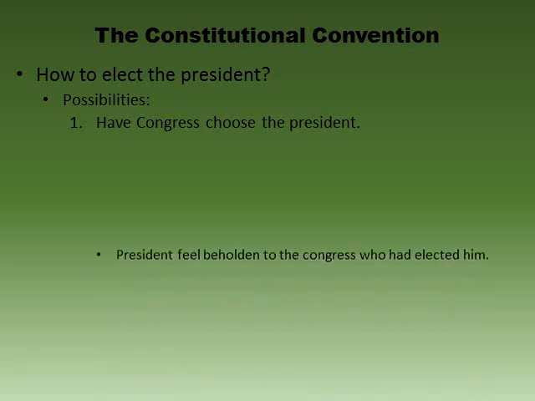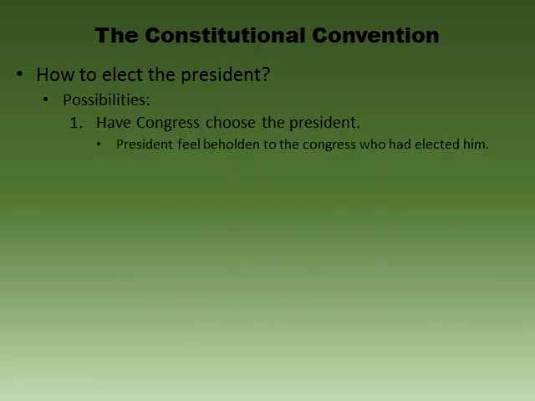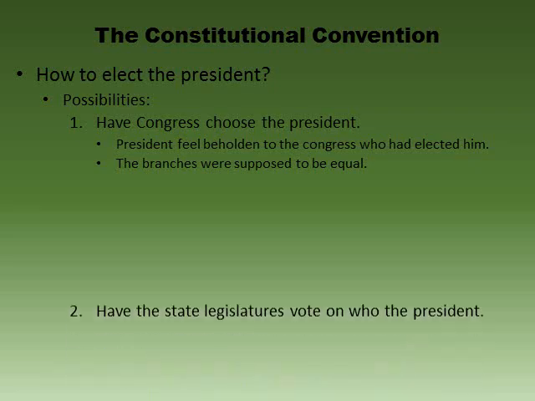There were problems with that, though. For one thing, the president would feel beholden to the Congress who had elected him. So once that president gets elected by Congress, he would kind of feel like he's under their thumb a little bit. And we didn't want that, because the three branches of government were supposed to be equal. The executive branch, which was the president, was supposed to be on an equal plane with the legislative branch, which was the Congress. And so we didn't want one to feel beholden to the other. So they really didn't like that idea too much.